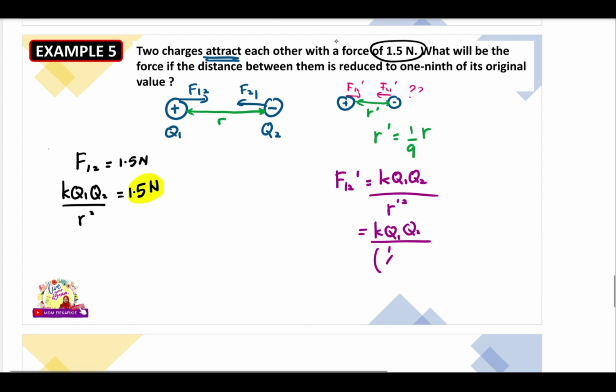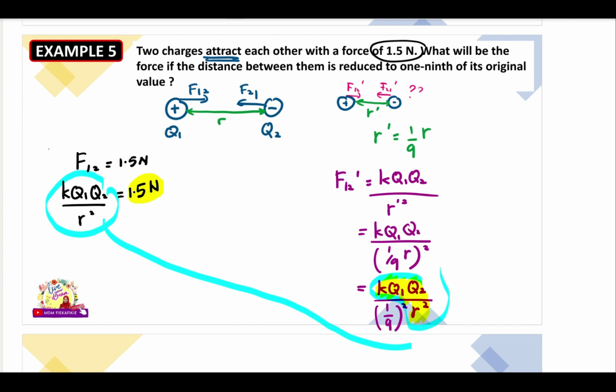So we get 1/9 R squared, don't forget. So you try to rearrange this one. You will get K Q1 Q2 over 1/9 squared R squared. So look here, this is the equation. Same, right? That one, this equation. Q1 Q2 over R squared is the same as this one, so we can substitute its value, which is 1.5 Newton.